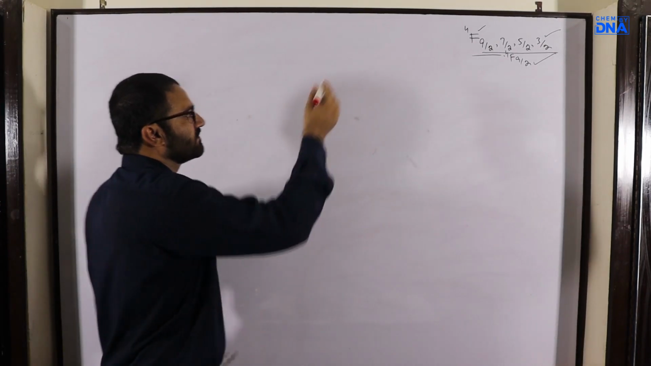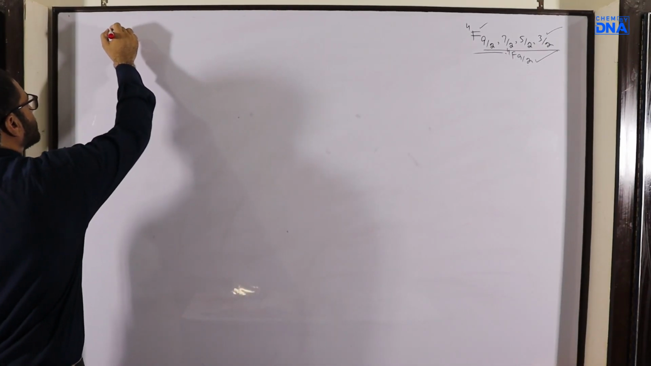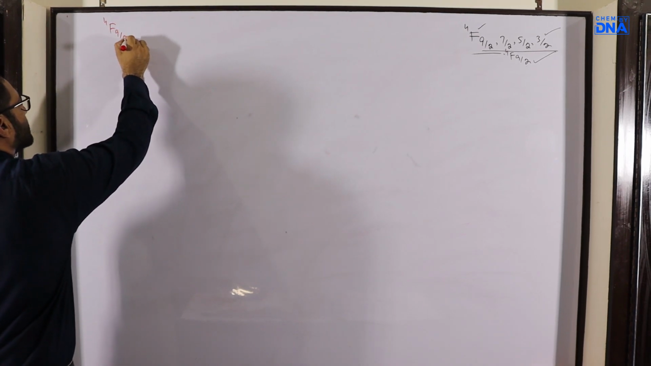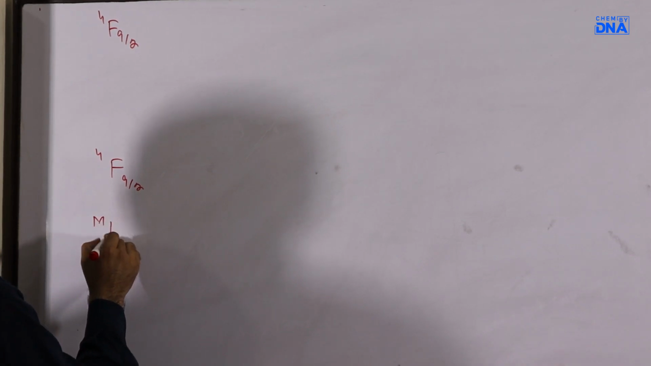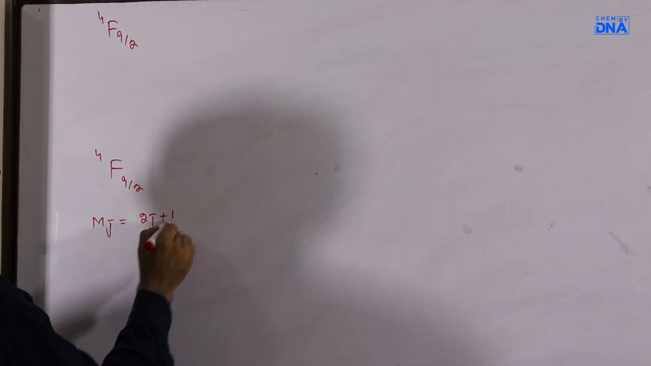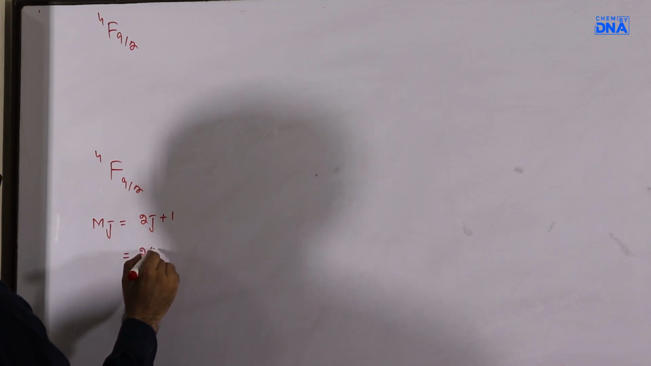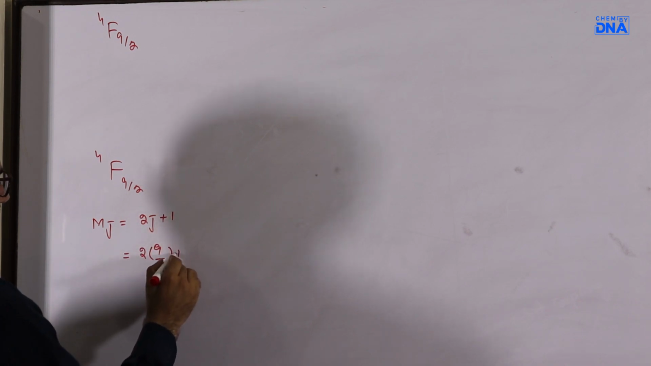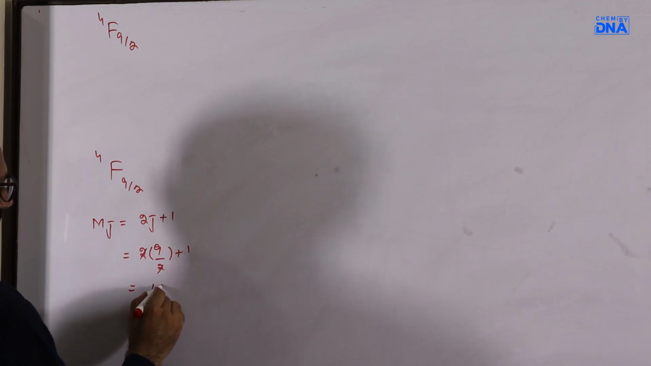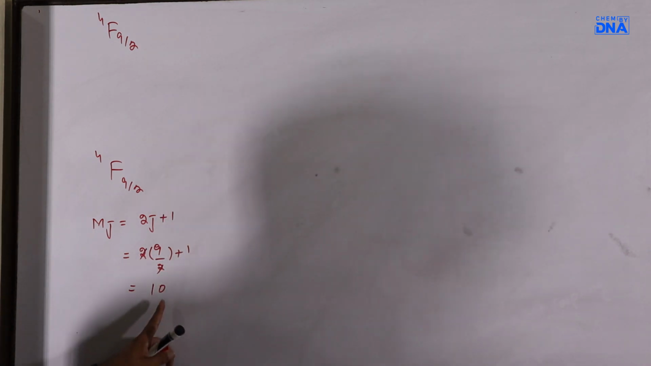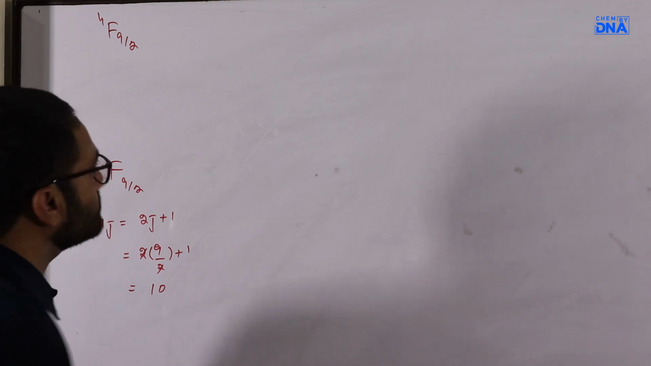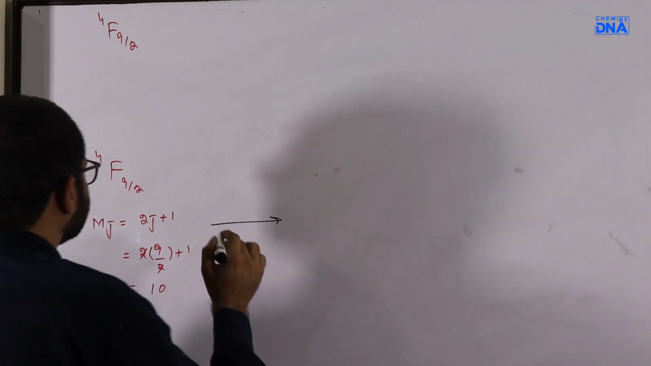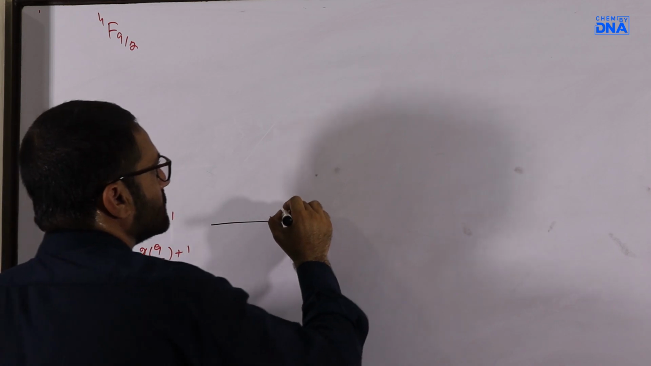Now let me move towards this D3 system's first spectroscopic term, which is F quartet 9 by 2. Now take this term over here, that is F quartet 9 by 2. You have the formula MJ is equal to 2J plus 1. Now place this J value, 2 into 9 by 2 plus 1, you will get 10 further splittings in this case. And here is the splitting pattern of this F quartet 9 by 2.